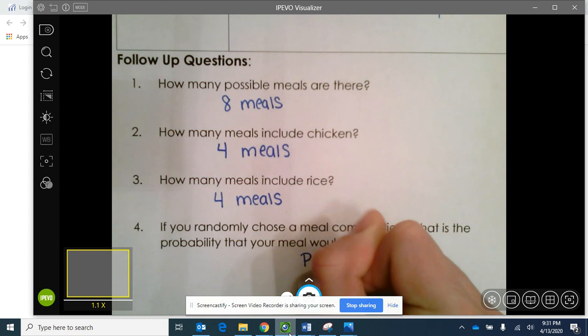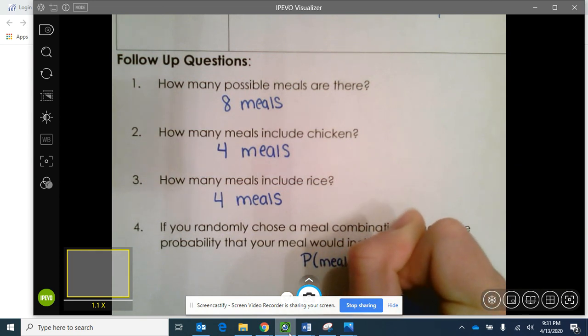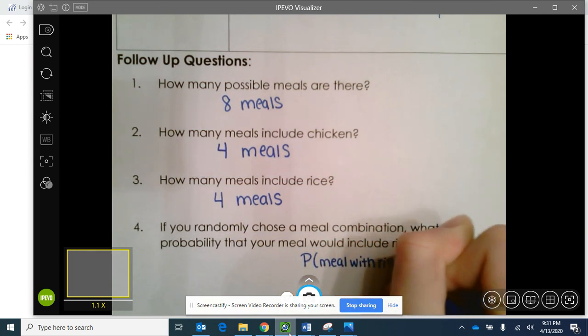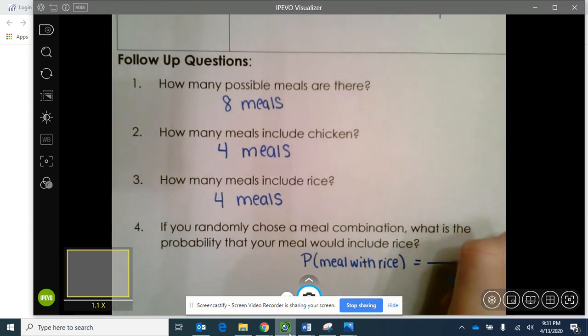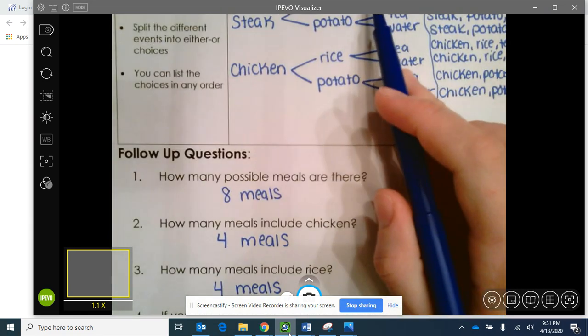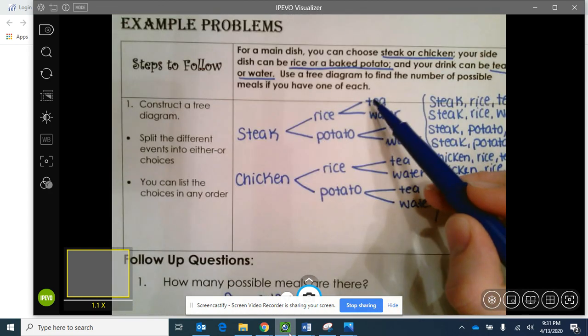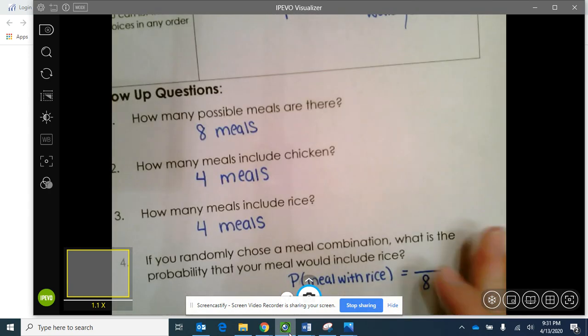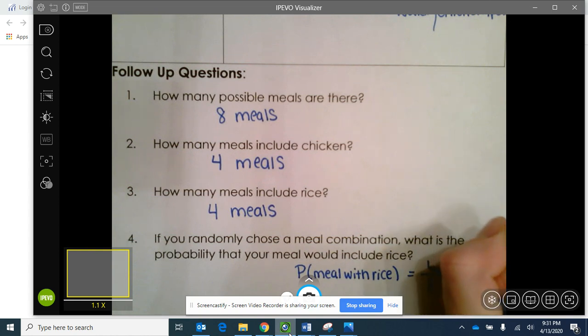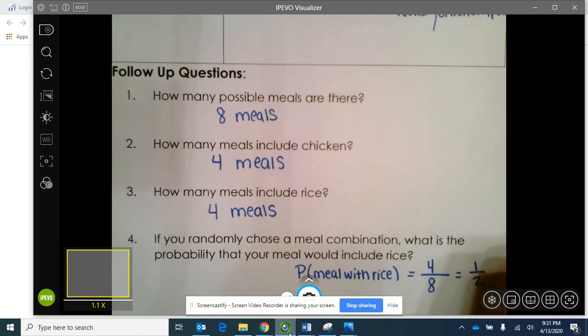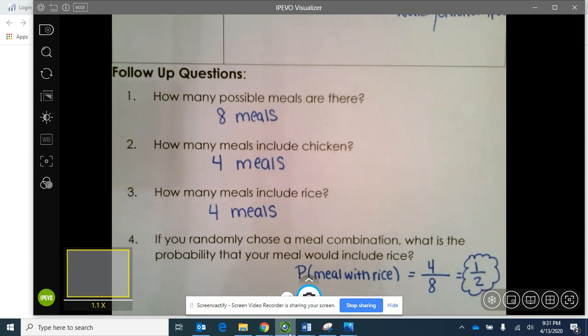So the probability of a meal with rice. I have a total of 8 meals. And then if I look, the ones that have rice, I have 2, 4. So 4 meals have rice. So it'd be 4 over 8, which simplifies to 1/2. And that is how you can use tree diagrams to help you with your probability calculations.